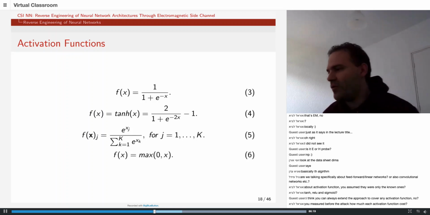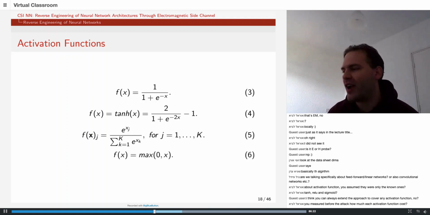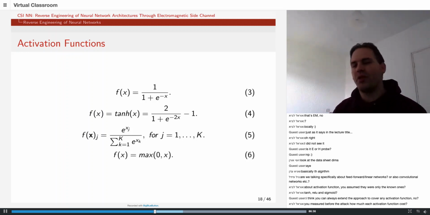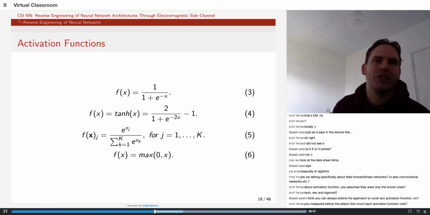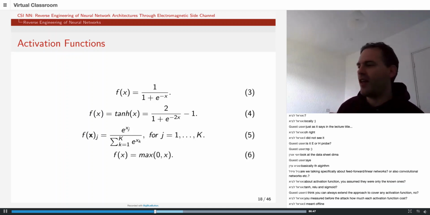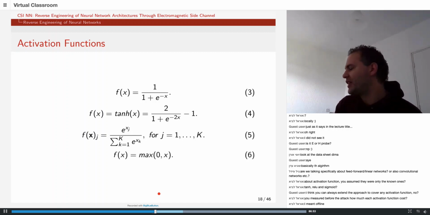The question is, did we measure before the attack how much each activation function costs? Well, not before the attack. Let's say during the attack: we have our own implementation, and on that implementation we are able to measure the behavior, and then use that information to recognize the pattern. In that sense, it's an offline measurement, because the activation function's complexity depends on the input, of course, but we will see that the patterns are very different.